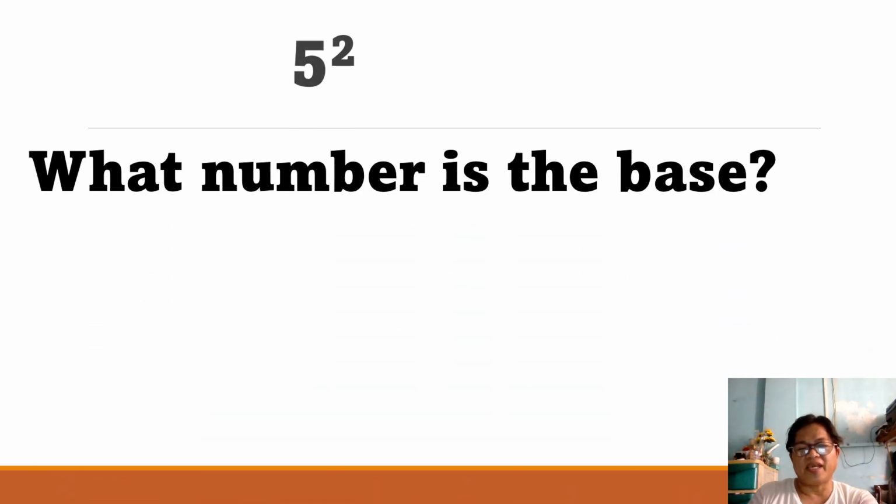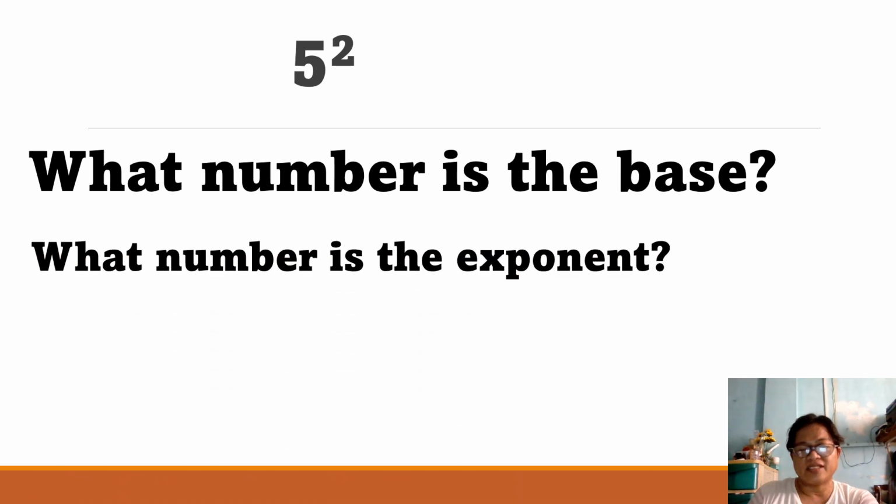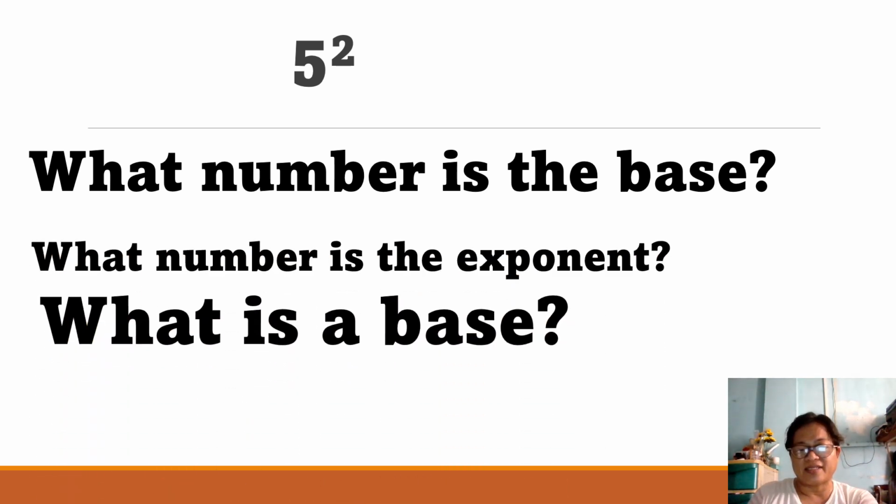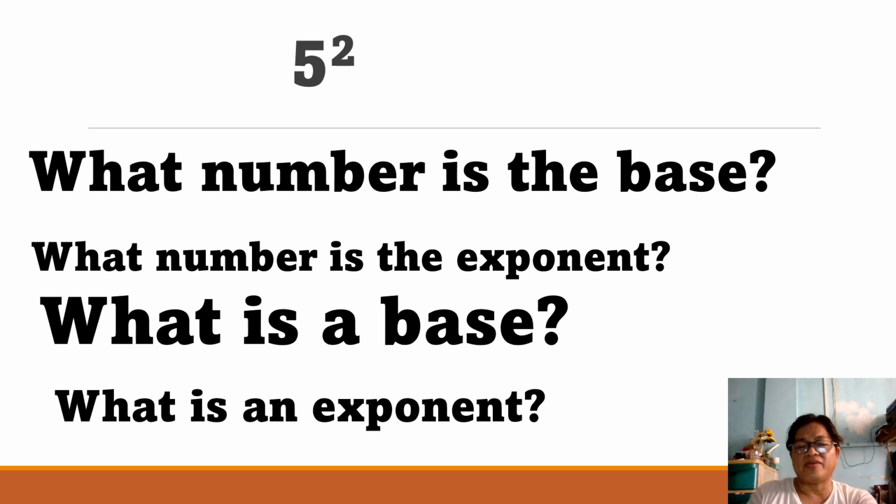Okay, let me see. 5 squared. So what number is the base? Yes, it's 5. What about the exponent? Yes, can you now tell me what is a base? Very good. It is the factor. And what about the exponent? Okay, very good. It tells us the number of times the base has been multiplied.